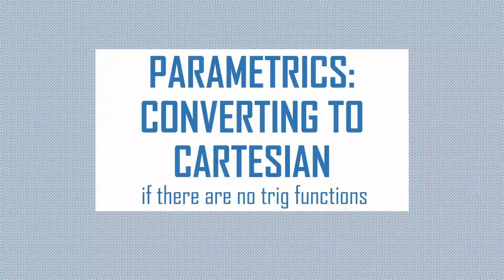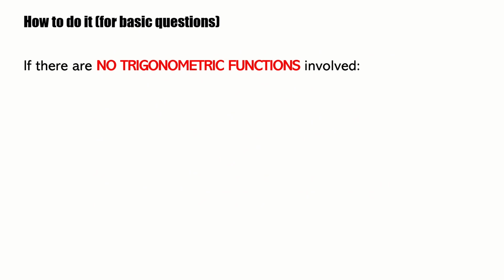Hello, in today's maths tutorial video, we're going to be covering how you can convert from parametric equations to Cartesian equations if there are no trig functions involved, because I'm going to cover that in a separate video. Anyway, what do you need to know in order to be able to do the basics for these sort of things? The first thing is, again, reiterating, if there are no trig functions involved, because if there are, you need a different approach. But if there are no trig functions involved, then the approach is actually quite easy.